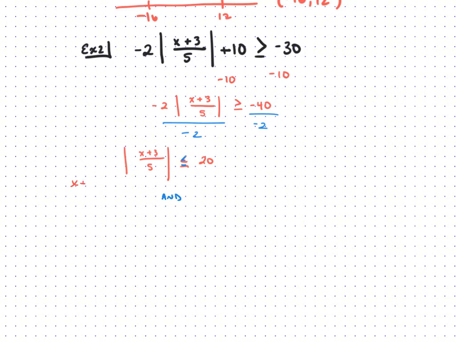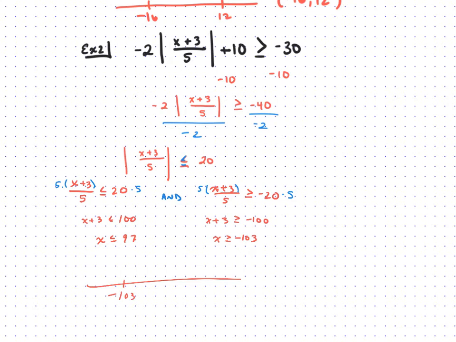So first case, (x plus 3) over 5 is less than or equal to 20, and (x plus 3) over 5 is going to have to be greater than or equal to -20. So to deal with this 5 in the denominator, you're going to multiply both sides by 5. So you'll get x plus 3 is less than or equal to 100, and x plus 3 is greater than or equal to -100, but then subtract 3. So we have x less than or equal to 97, but at the same time greater than or equal to -103.